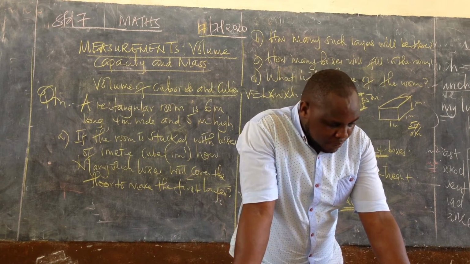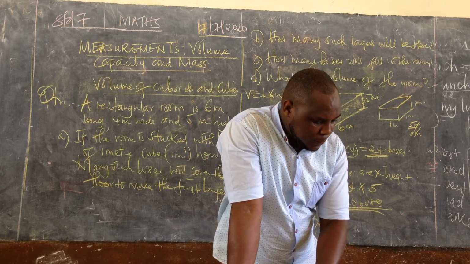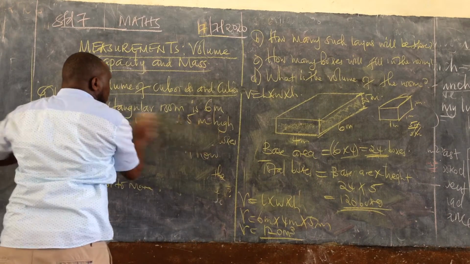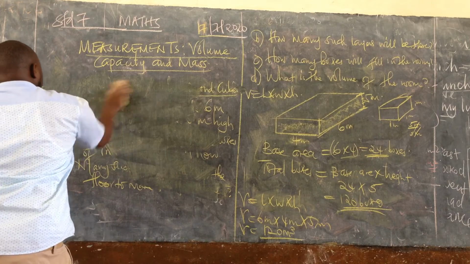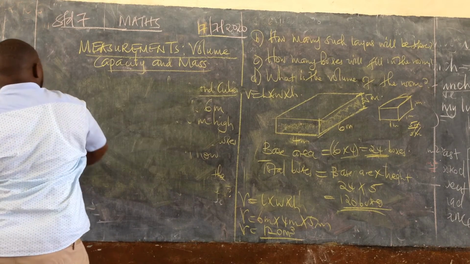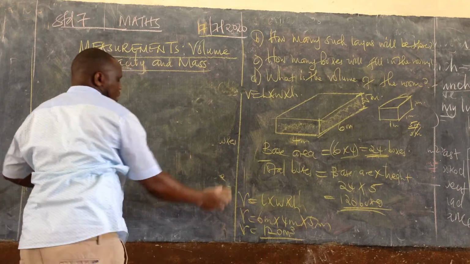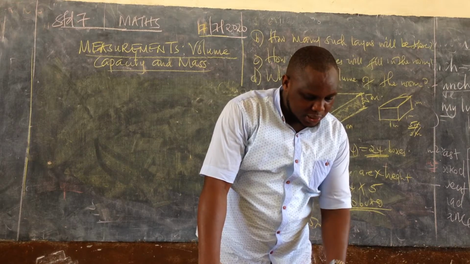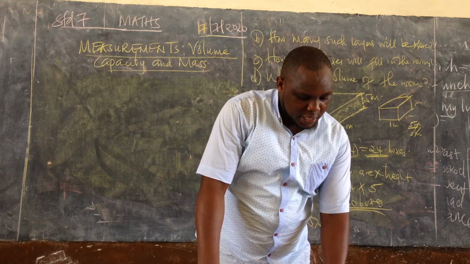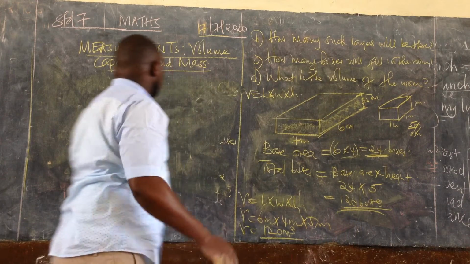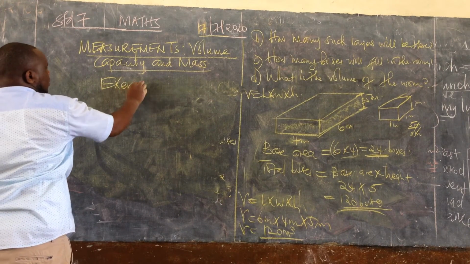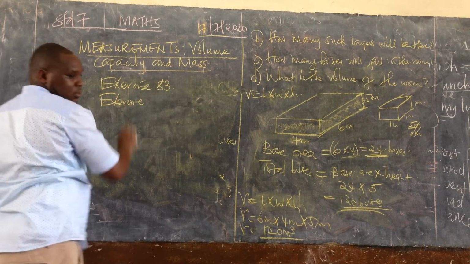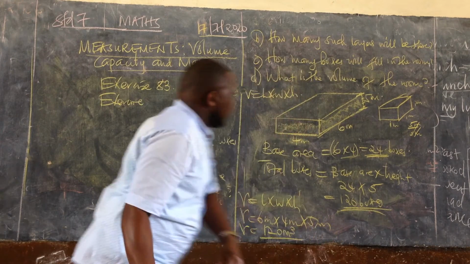I don't want to waste a lot of time with those questions because they are very easy questions. I want you to attempt them. I'm going to give you work. While at home, and because it's during the weekend, I want to give you exercise 83. 83 runs from number 1 to 6, various questions. Then 84, number 1 to 5. So you are going to do exercise 83 and exercise 84.